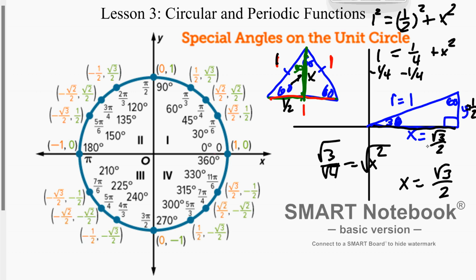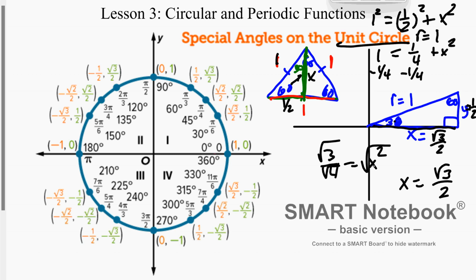So anytime I have a 30, 60, 90 triangle, across from the 30 is 1/2, across from the 60 is root 3 over 2, and my radius is 1. That's when my radius is 1, which means a unit circle. So a 1 unit circle. When I talk about the unit circle, I'm talking about a radius of 1, and these things will happen.